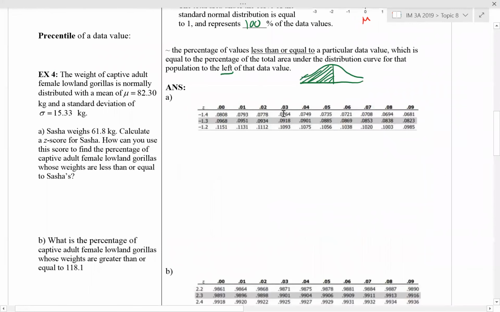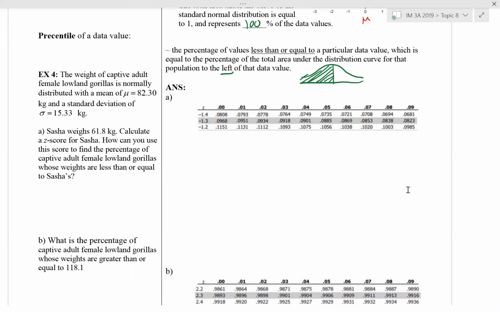So we're building on from what we did in the last lesson. The weight of a captive adult female lowland gorilla is normally distributed with a mean of 82.3 kilograms and a standard deviation of 15.33 kilograms. So if Sasha weighs 61.8 kilograms, they want us to calculate the z-score for Sasha and use this to find the percentage of captive adult female lowland gorillas whose weights are less than or equal to Sasha's.